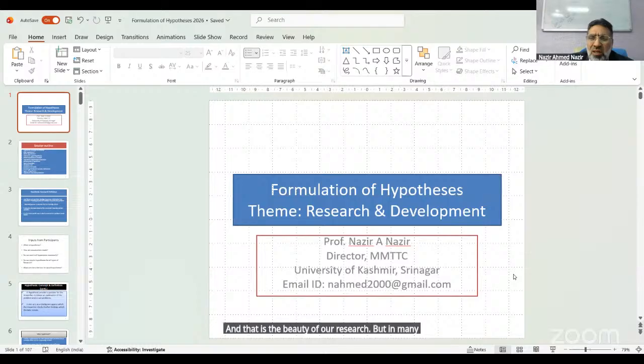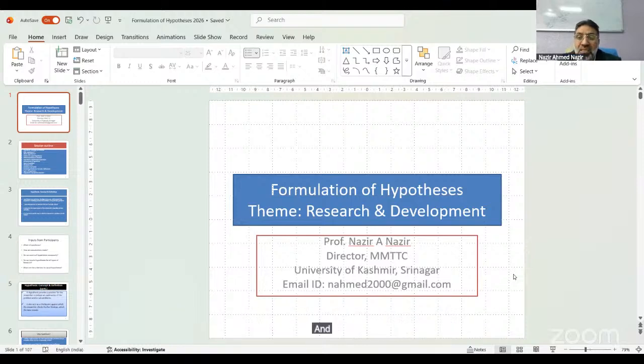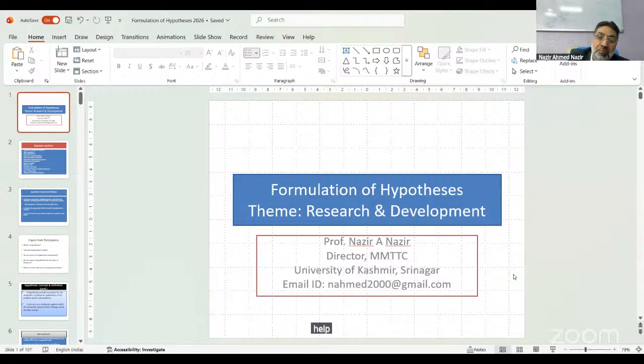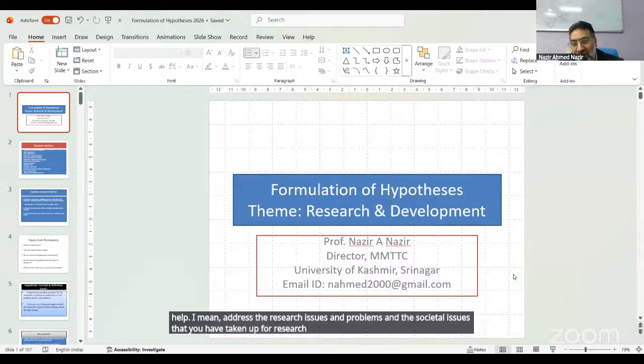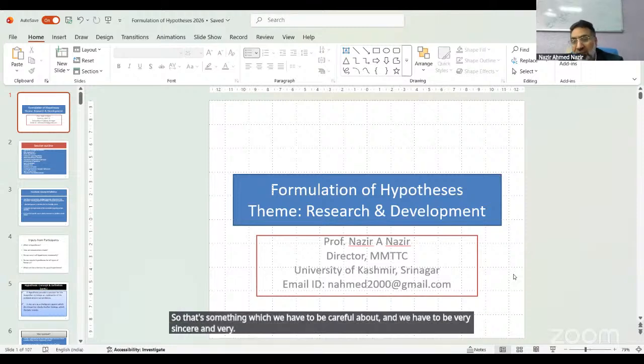But in many cases, a researcher finds the easy way out: in case he doesn't have existing literature supporting his findings, he tries to maneuver with the hypothesis, change the hypothesis, or change the results, and then just justify it with existing literature. That is something a researcher has to abstain from, because that is not a real quality of research. That is not something that would help address the research issues and problems and the societal issues that you have taken up for research purposes. So we have to be careful, very sincere, and ethical in that regard.